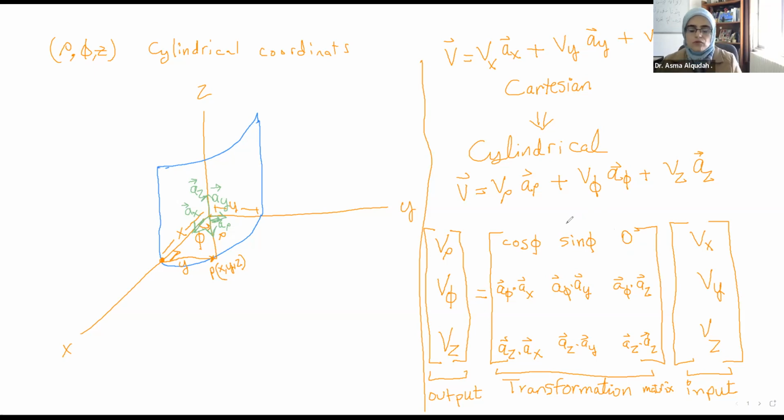Now let's move to the second row. We have A sub phi dotted with A sub x. This is the direction of A sub x, and this is the direction of A sub rho. So this is the direction of A sub x.